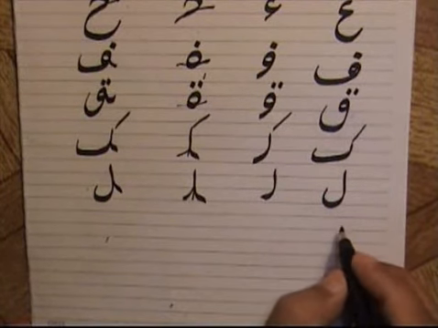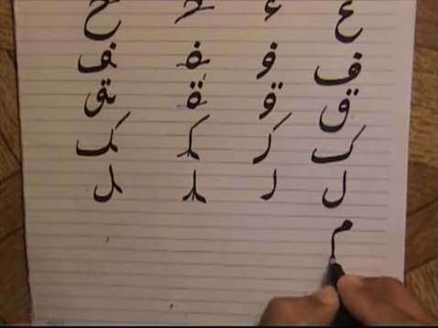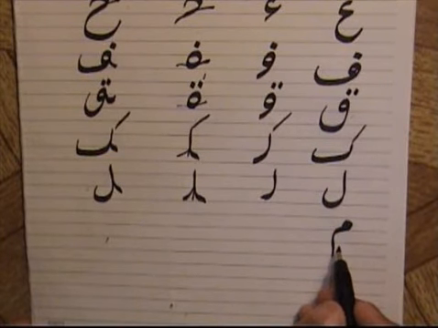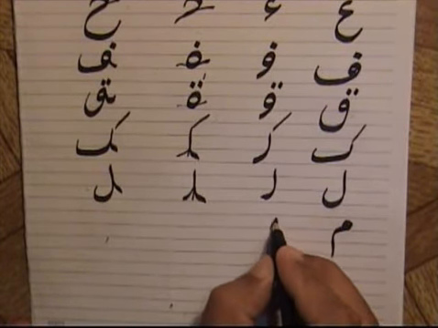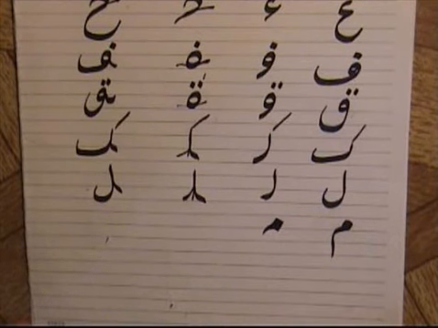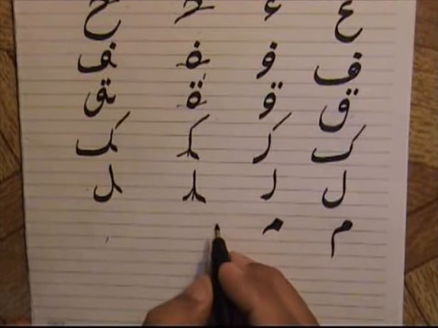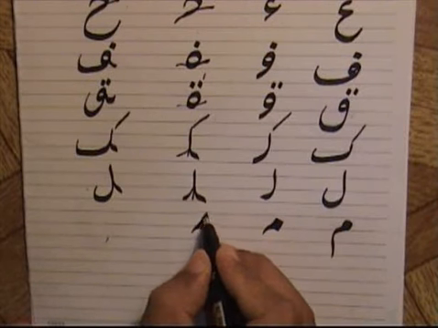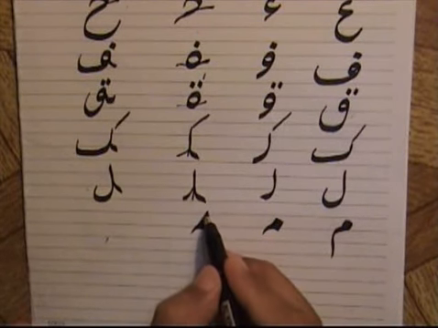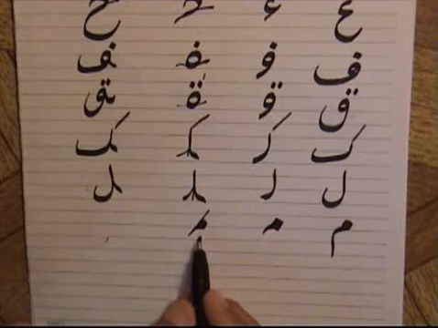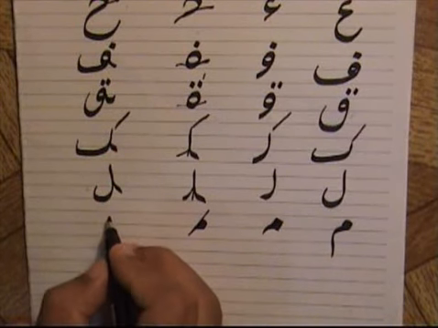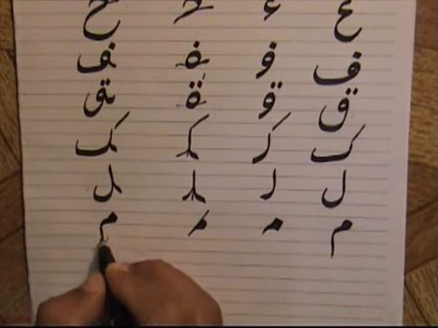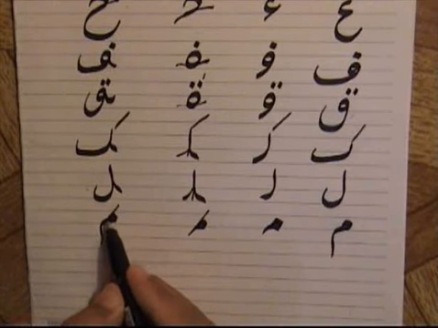For meme, this is the independent shape of meme. So the initial position of meme is like this, the middle position of meme is, we write the meme, we have one connector here in the end and one connector in the beginning, so it is just like this. And then the final position of meme is, we have a connector here in the beginning.